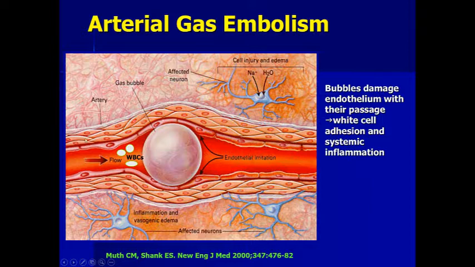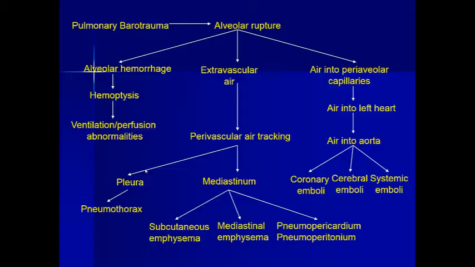Just another pictorial example. If you have ischemia as the bubbles clot off or prevent flow distally, causing cellular injury, vasogenic edema, and inflammation. Again, mediated by your leukocytes and platelets. This is just a pictograph of the varying causes of the symptoms once you develop pulmonary barotrauma. Again, you get the local alveolar hemorrhage and hemoptysis, extravascular air, either leading to pneumothorax or your mediastinal subcutaneous emphysema, and then arterialization, either to the coronary or cerebral emboli.